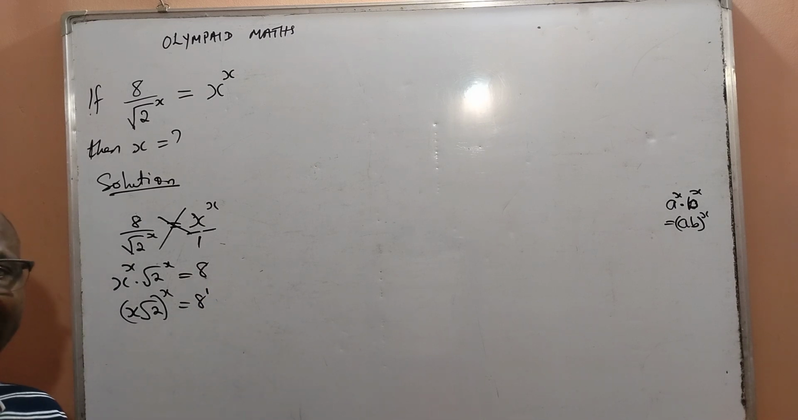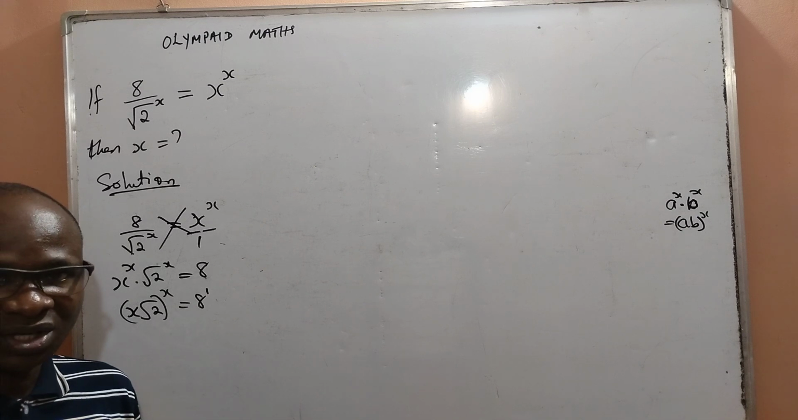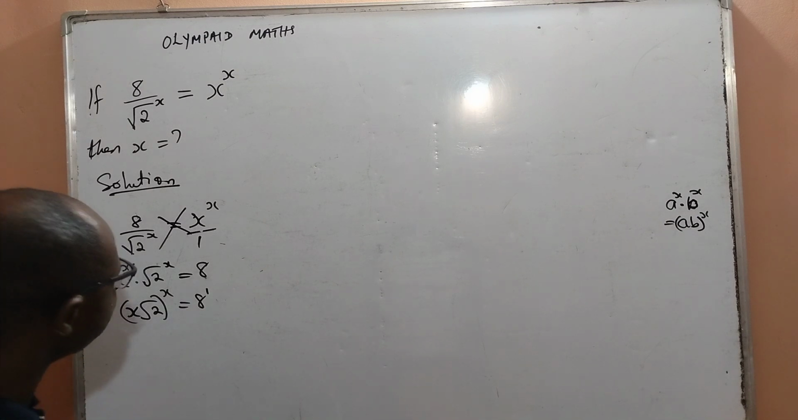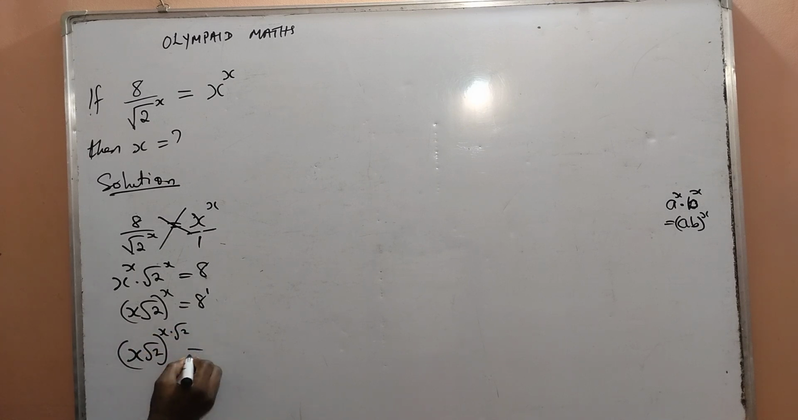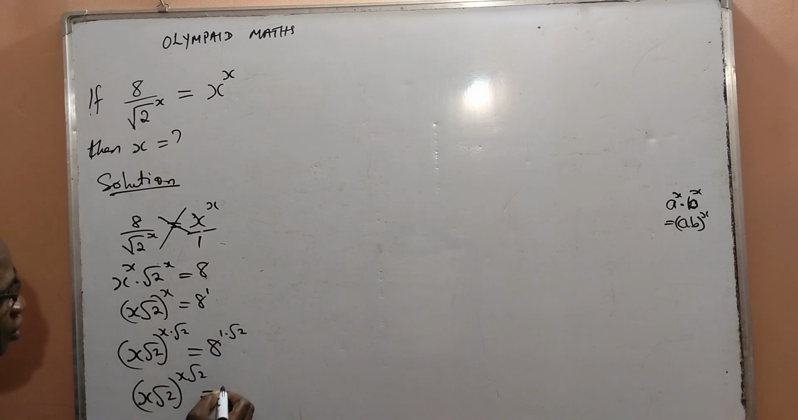Therefore, what I want to do next, I want to multiply both sides of the exponents by the square root of 2. And doing that, I will have x root 2 raised to the power x multiplied by root 2 is equal to 8 raised to the power 1 multiplied by root 2. And if I operate on the exponents, I will get x root 2 all raised to the power x root 2 is equal to 8 raised to the power 1 times root 2, which is 8 root 2.